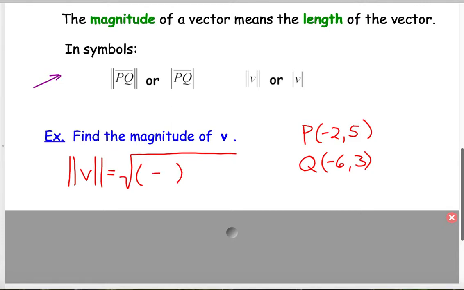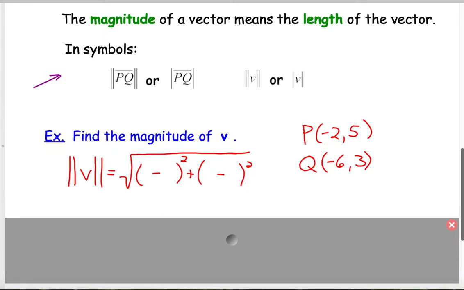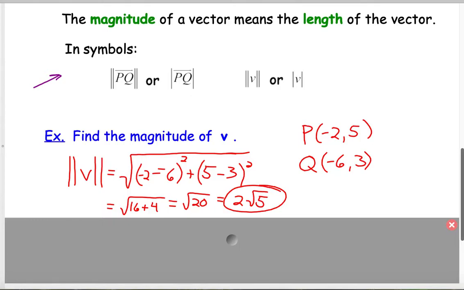We subtract the x values and square it, plus, we'll subtract the y values and square that. So the x values, we have -2 minus -6, and then for the y values, 5 minus 3. If we simplify that, we get 4 squared, which is 16, plus 2 squared, which is 4, and so we get the square root of 20. Of course, we should simplify the radical. So that's 4 times 5. The square root of 4 is 2, that comes out. And there you have it. So the magnitude of vector v is 2√5.